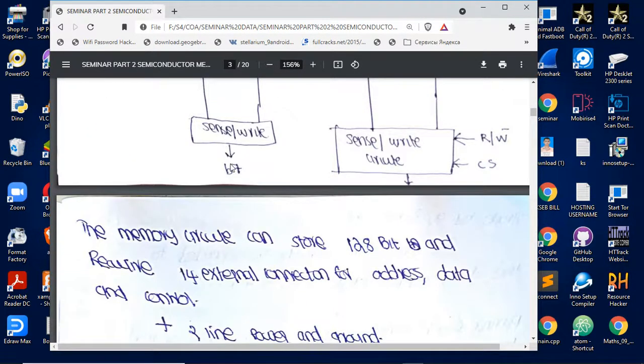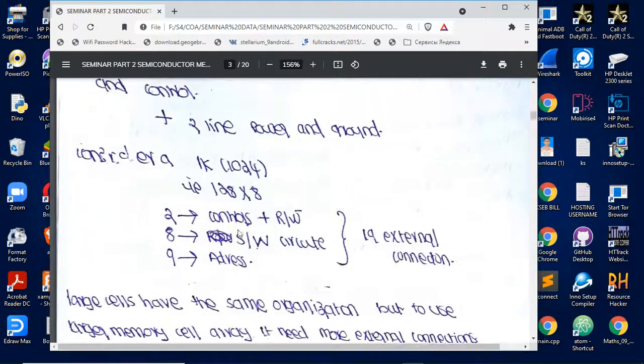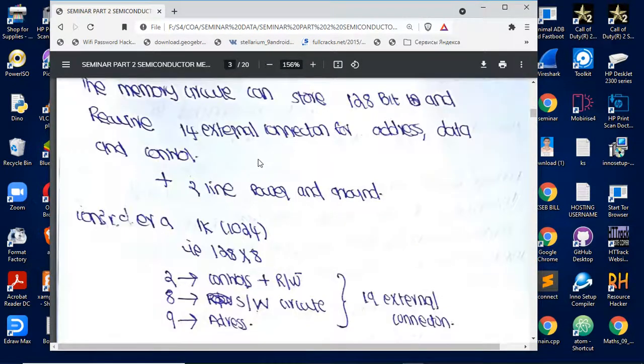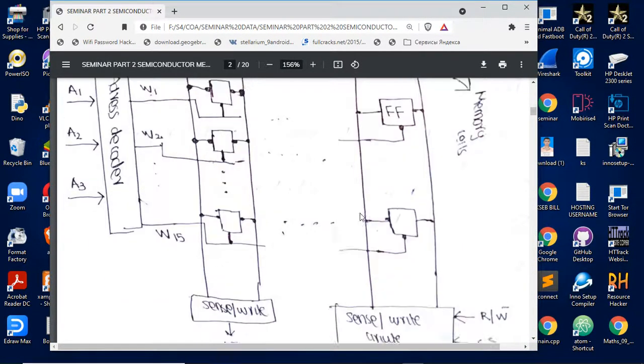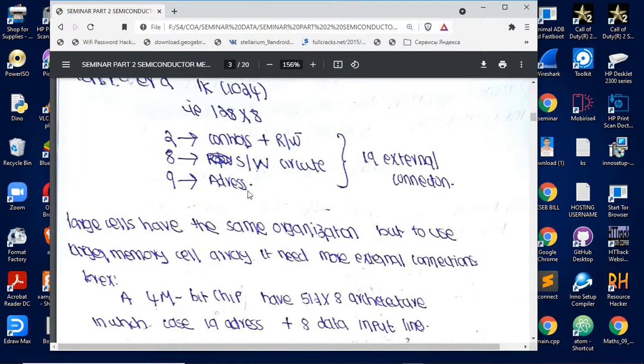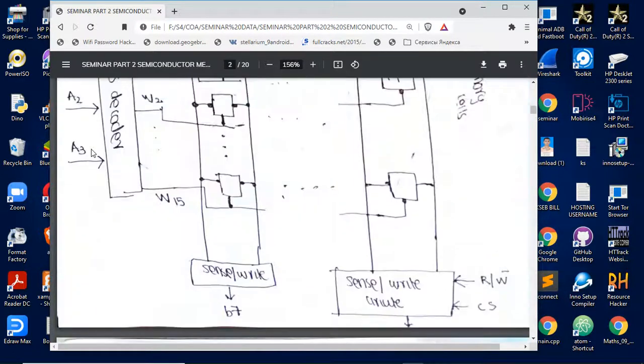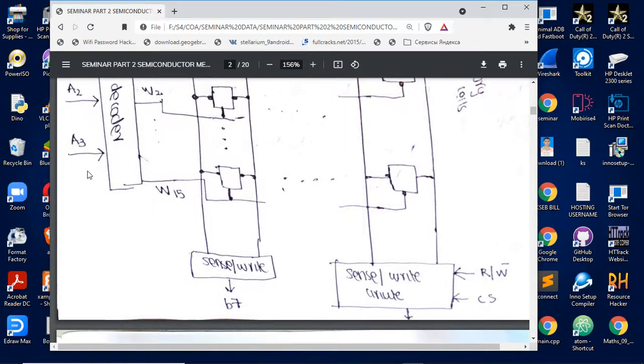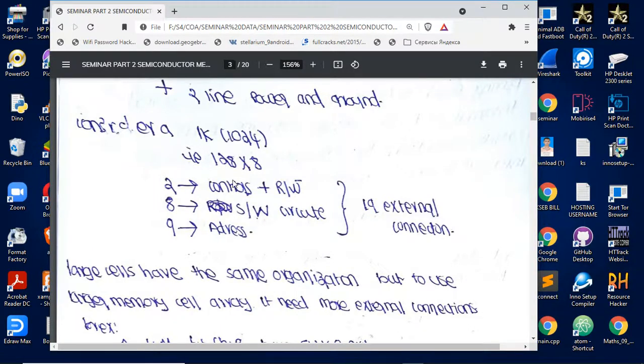And we can see since the number of bits is 8, even here it was 8 bit, so it will have 8 sense and write circuits, and 9 for address. So to address 128 words, it needs up to 9 address lines... So there will be 9 address lines going in. So this is how the external connections work.